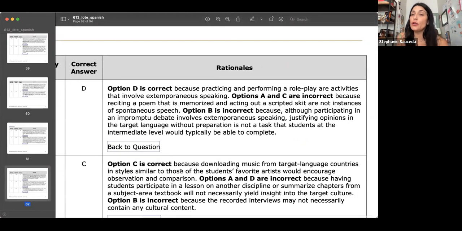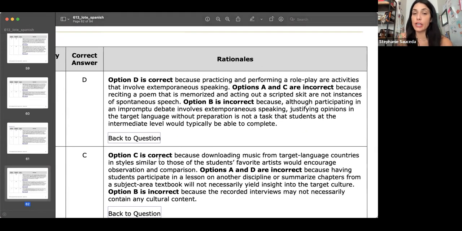Absolutely. Because downloading music from the target countries in similar styles to those of students' favorite artists would encourage observation and comparison. And it certainly would. I just thought that maybe downloading would be an issue, but that was the best answer, because you're taking their interests, and whenever you use them as a real human being, as a real student, utilizing their interest in the assessment, in the activities, even in the content, then you're going to get better results.